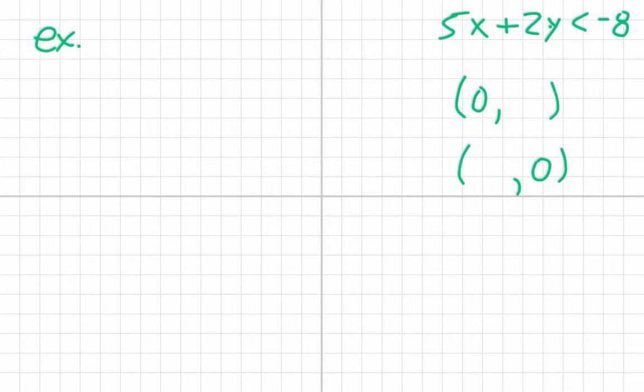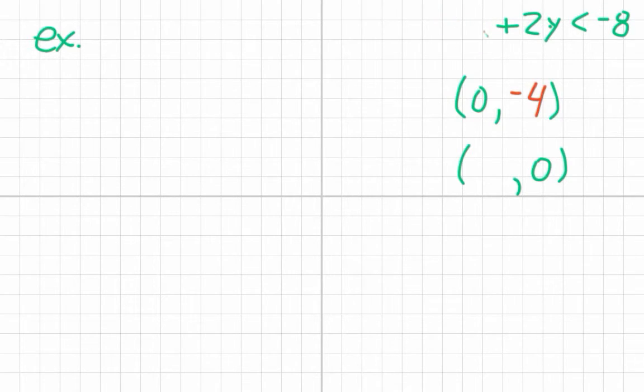So first what we'll do is we'll put a 0 in for x. If we're trying to find where it crosses the y-axis, put a 0 in there. So 5 times 0 is just 0, right? So this part just drops out. You could pretend that's like a 0. So positive 2y is less than negative 8. I divide both sides by 2, and I come up with a negative 4 for my y-intercept.